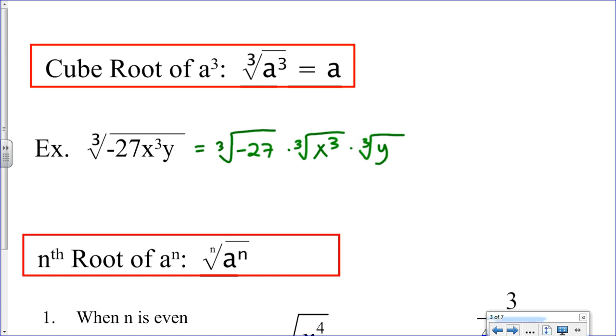Okay, what's the cube root of negative 27? Negative 3. Good. What's the cube root of x cubed? X. What's the cube root of y? It just stays the cube root of y. You can't simplify that one. Okay? Questions about that one?